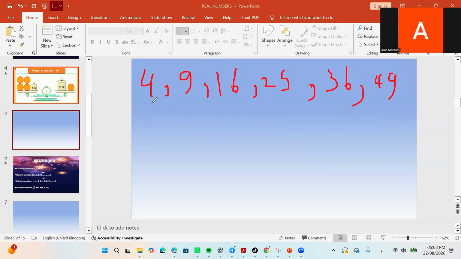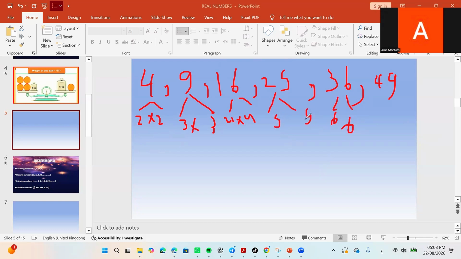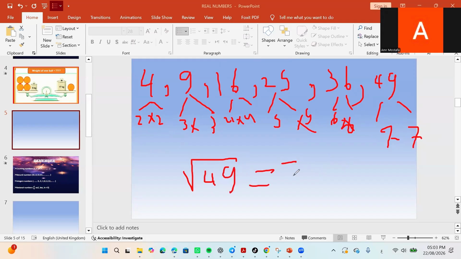It means that a perfect square is a product of two similar numbers. 4 is 2 times 2. 9 is 3 times 3. 16 is 4 times 4. 25 is 5 times 5. 36 is 6 by 6. 49 is 7 by 7. So the square root of 49 equals 7 because 49 is 7 times 7. This is a perfect square.